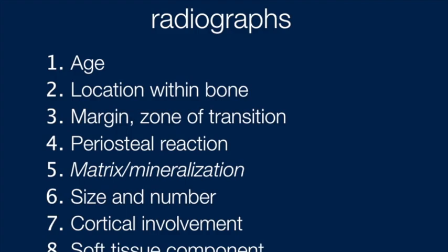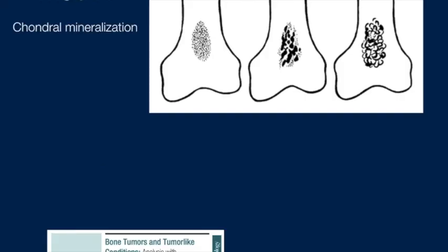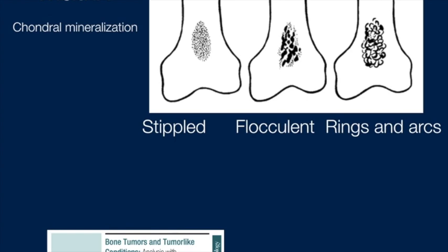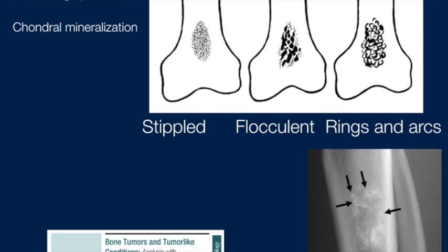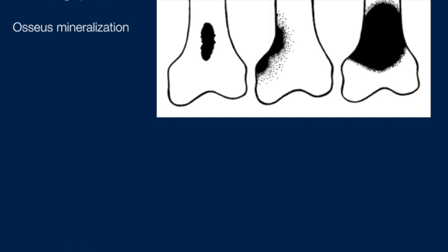Next is matrix mineralization, and this is helpful if you can tell whether the lesion appears chondroid or osseous. It helps narrow the differential. Three examples of chondroid type matrix. The one on the left stippled, then you have flocculent and rings and arcs on the right. An example, you see this in enchondromas.